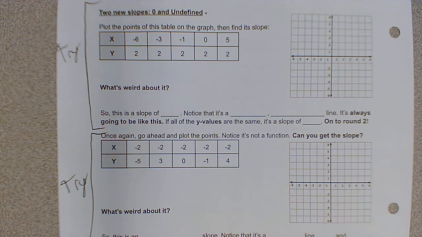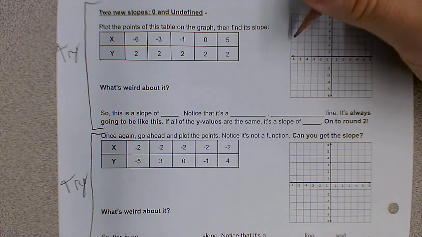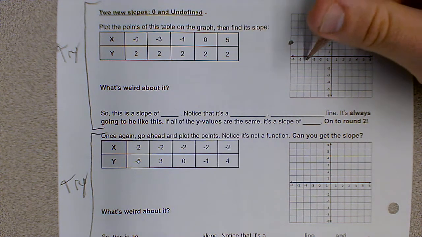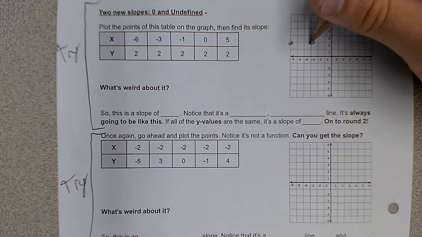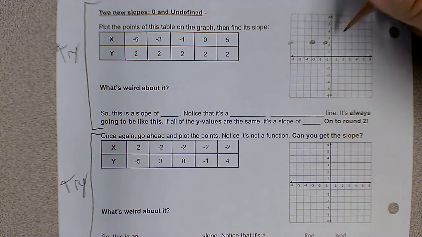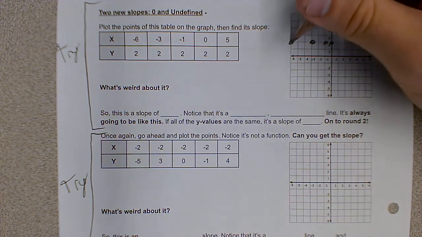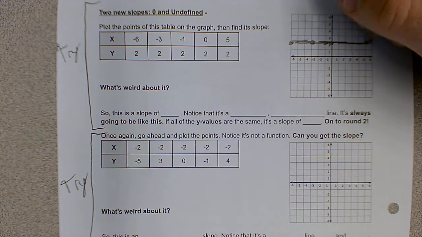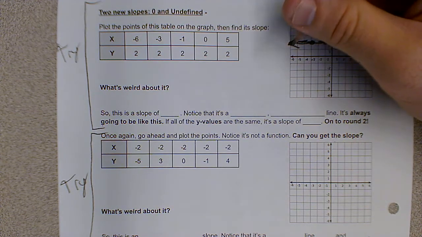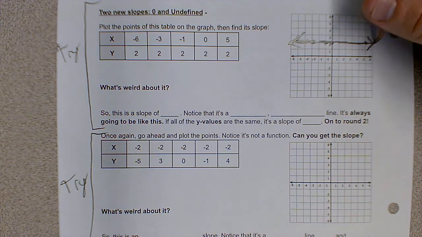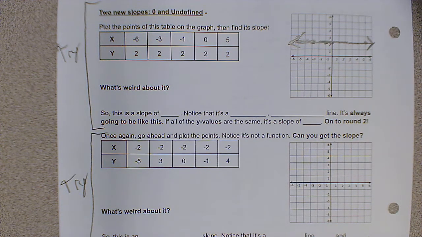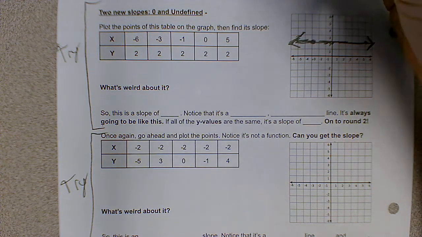Okay, so we're going to follow what these instructions say and start by plotting these points on the graph. I've got negative 6, positive 2, negative 3, positive 2, negative 1, positive 2, 0, 2, and then 5, 2. When I plot them, I get a flat horizontal line, just like this. Okay, weird.